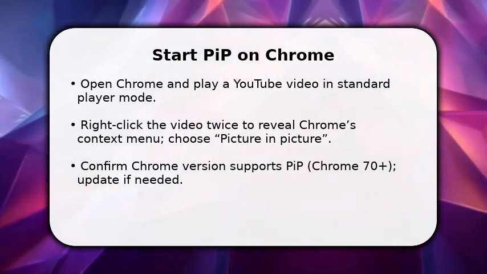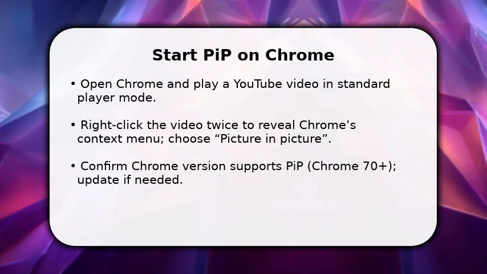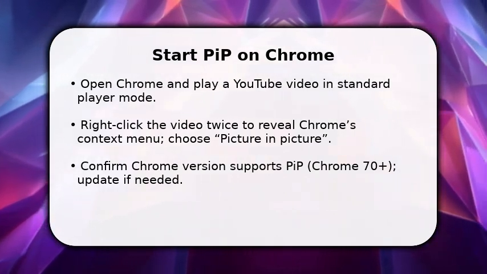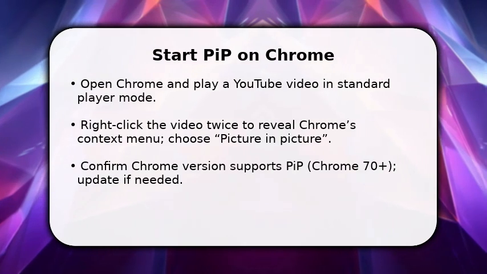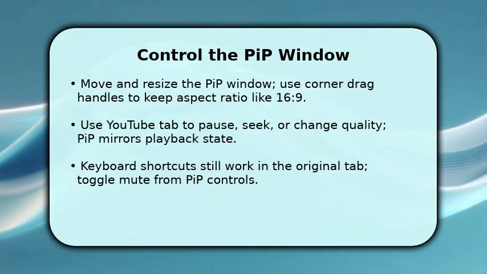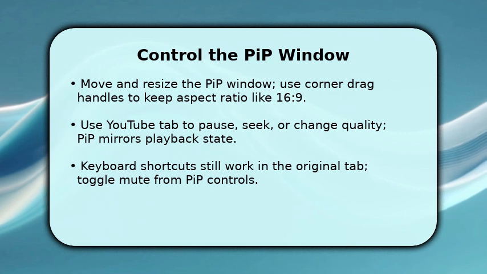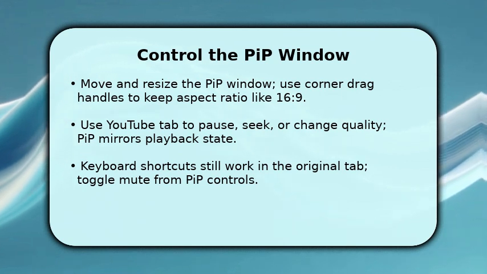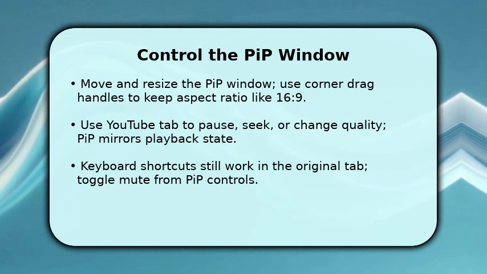If you're using an embedded player or restricted UI, open YouTube directly in a new tab before triggering PiP so controls behave predictably. Once PiP is open, position and resize that floating window to suit your workflow. Dragging corners preserves the video's aspect ratio so nothing looks stretched.